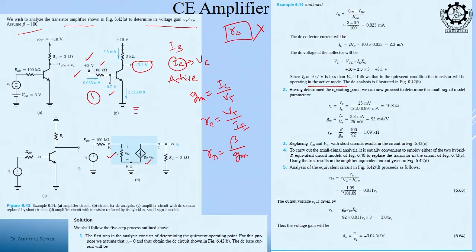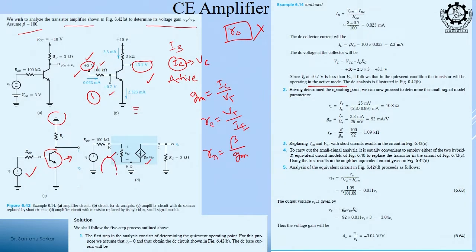So what are we doing? Up to this it is normal DC operation. Then what we are doing? We are considering all the DC sources, this 3 volt is grounded, this VCC is grounded, and we are adding only the small signal AC source. Then we are replacing this BJT by its two-port network, the small signal hybrid pi network.